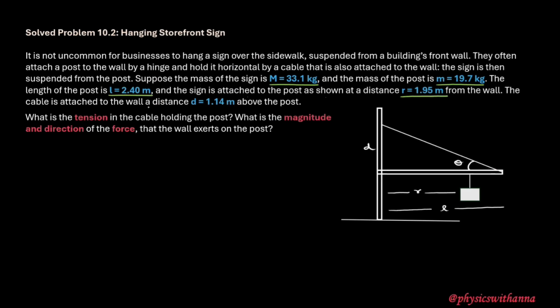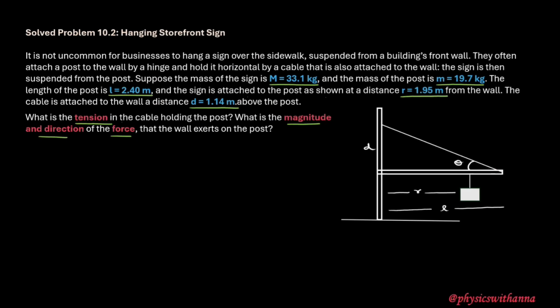The cable is attached to the wall at a distance d of 1.14 meter above the post. We need to find what is the tension in the cable and what is the magnitude and direction of the force that the wall exerts on the post.